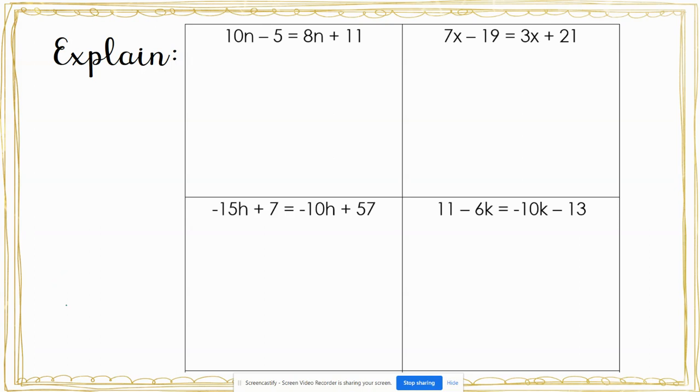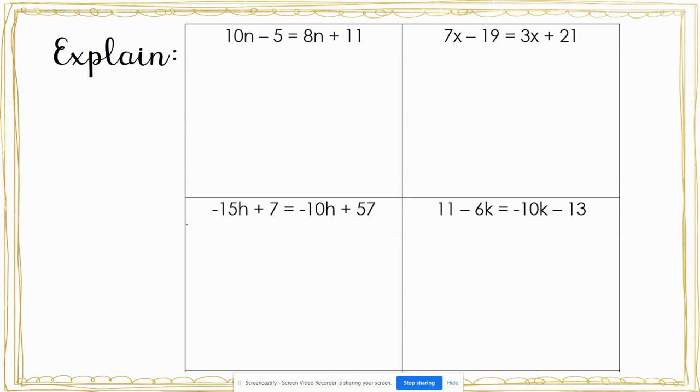When we were working on multi-step equations, we always checked on either side of the equation, so the left side and the right side, to see if they could be simplified. Well, when I look on the left side of the equation, there are no like terms because 10n minus 5 are not like terms. On the right side, there are also no like terms. 8n and 11 are different, so I cannot combine those either.